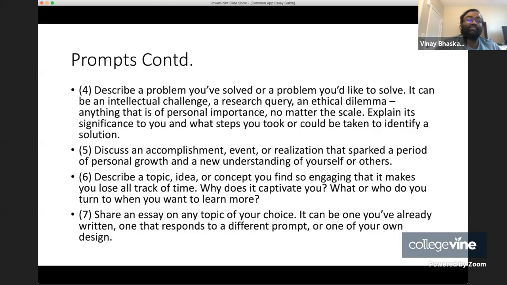Prompt number 5 is discuss an accomplishment, event, or realization that sparked a period of personal growth and a new understanding of yourself or others. Prompt number 6 is describe a topic, idea, or concept you find so engaging it makes you lose all track of time. Why does it captivate you? What or who do you turn to when you want to learn more? Prompt number 7 is share an essay on any topic of your choice. It can be one you've already written, one that responds to a different prompt, or one of your own design.